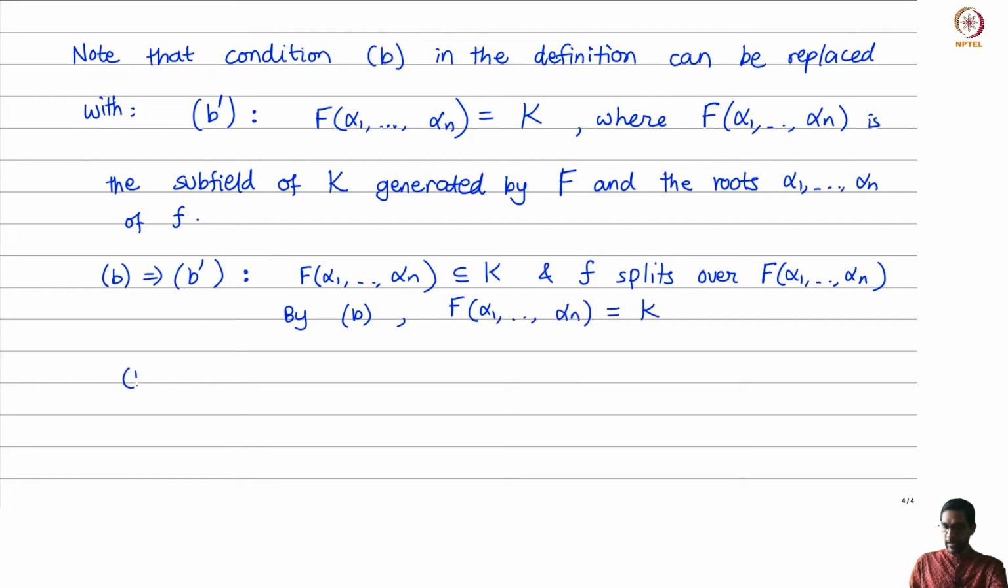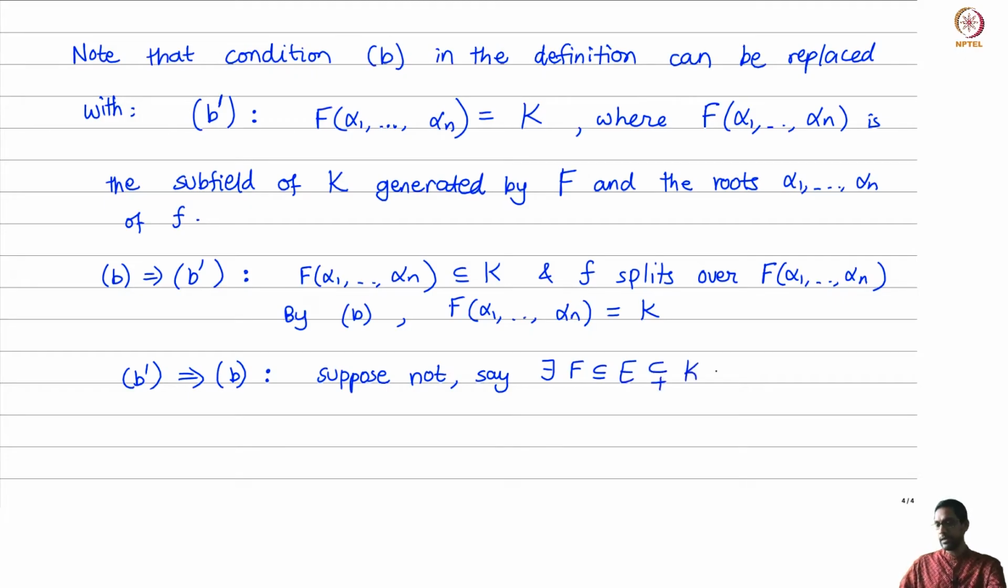Okay. Now similarly, if you chose to keep B dashed as your definition, then B follows, as we will see in just a second. So let's proceed by contradiction. Suppose B is false, suppose not. Okay, so what does that mean? Say there exists an intermediate subfield. So let's say E, which is a proper subfield of K, and E containing F, such that f splits over E.